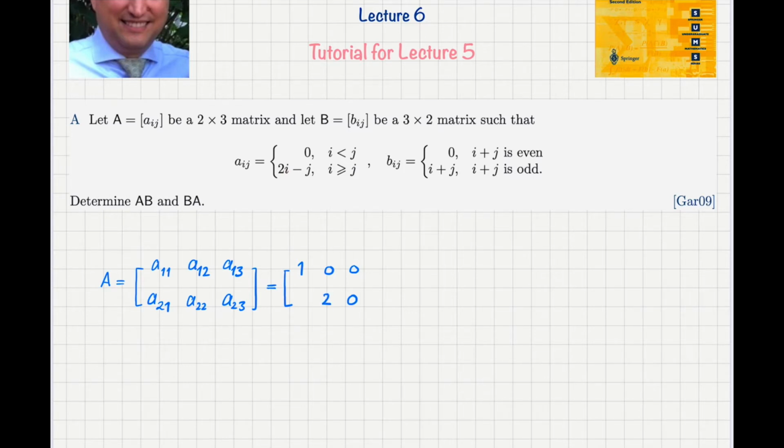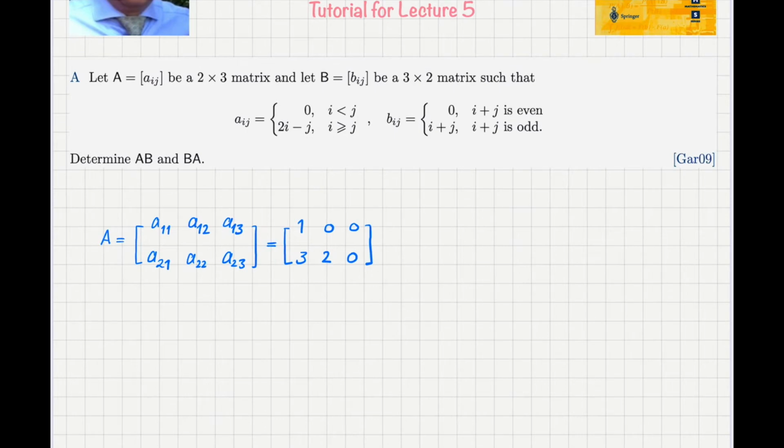And finally, for this one, the row index i is 2, j is 1. So you see that 2 is greater than 1. Again, I have to use this rule, and then I have to write 2 times the i index, which is 2 in this case, minus the j index, which is 1. So the answer becomes 3. Yes? So this is my matrix A in explicit form.